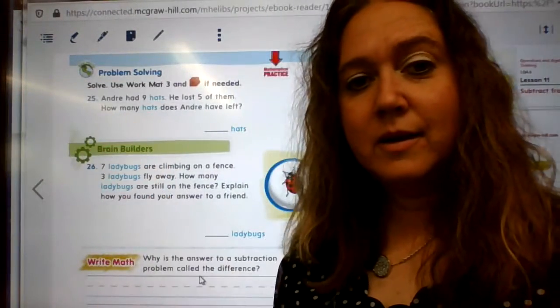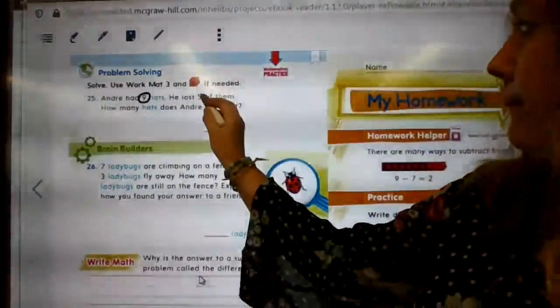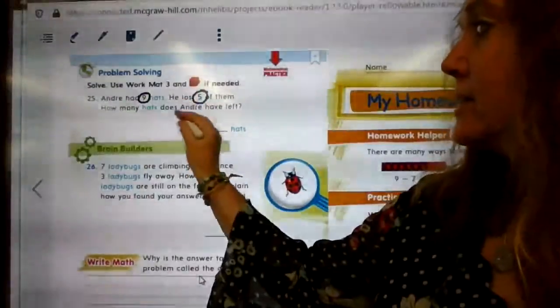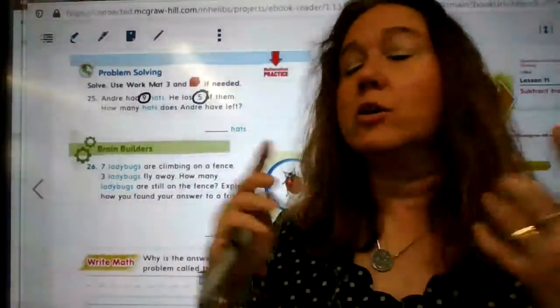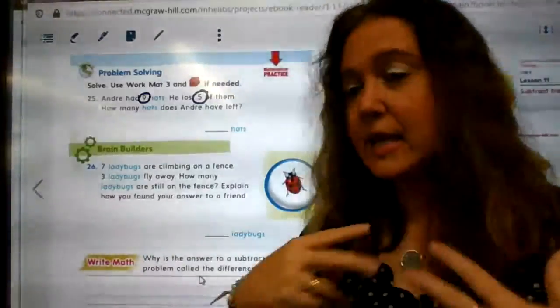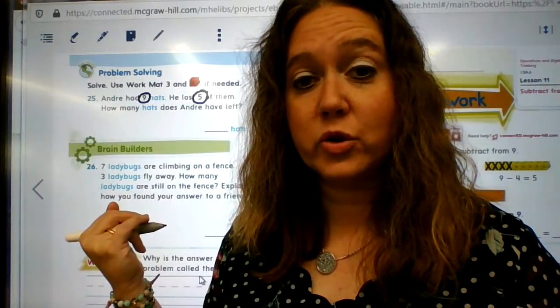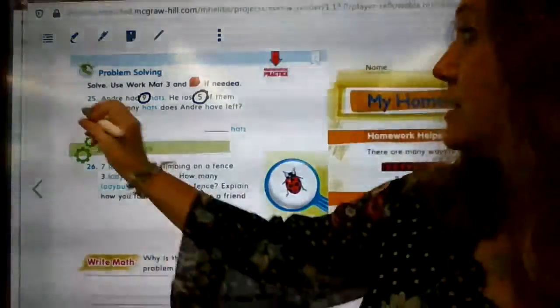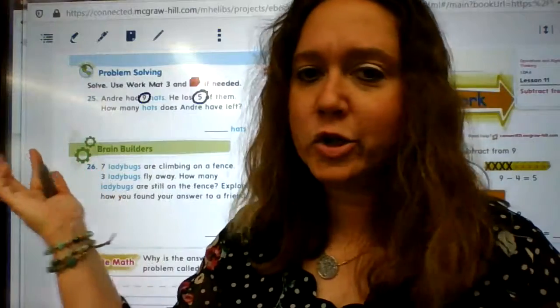Right here, Andre had 9 hats. Let's circle 9. He lost 5 of them. How many hats does Andre have left? So we know he has 9, he lost 5 of them, and they want us to answer how many does he have left. If you wanted to take time to draw hats, that would be fine. I'm just going to draw circles. You may have to pause it if you're going to draw hats. You could draw party hats, birthday hats, baseball hats, hats for winter.